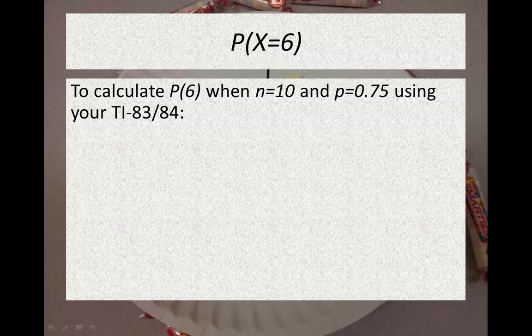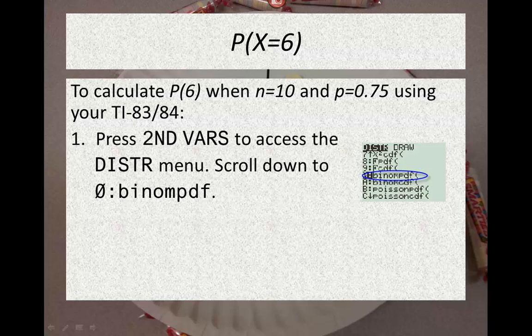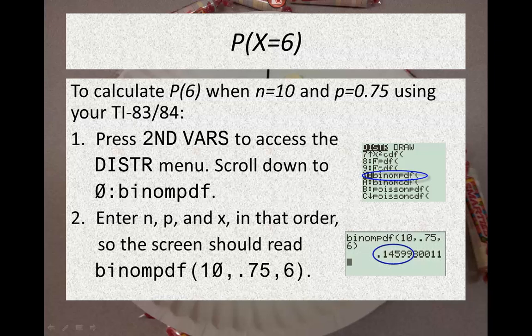If we want to calculate the probability that exactly 6 nurses leave within the first year, we can use the formula, or we can use a graphing calculator. Press 2nd VARS to access the distributions menu. Scroll down to select binomPDF. Then enter n, p, and x. For our example, n is 10, p is 0.75, and x is 6. The probability that exactly 6 nurses leave in the first year is 14.6%.